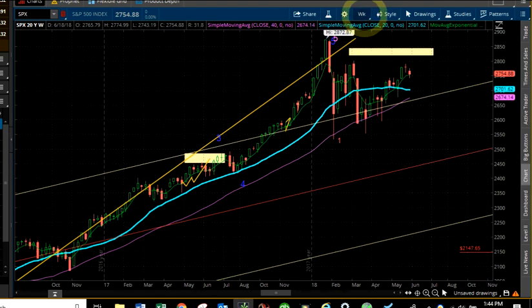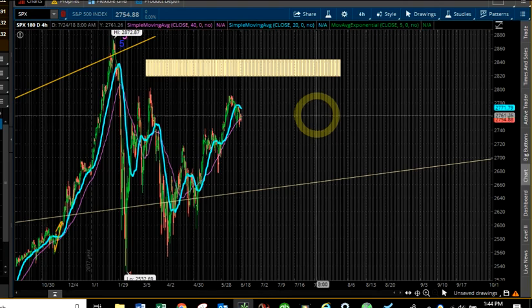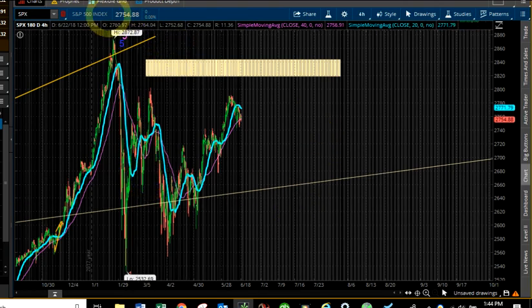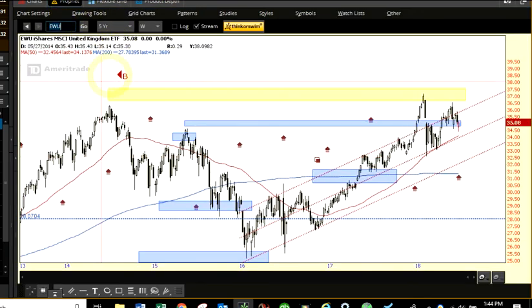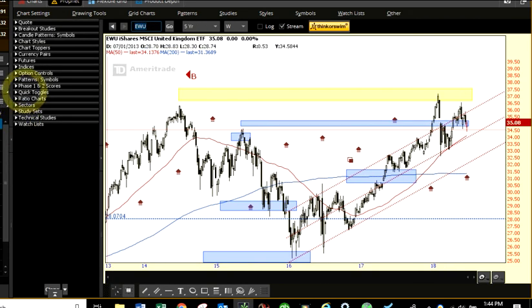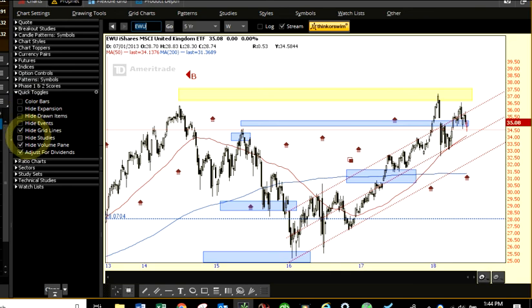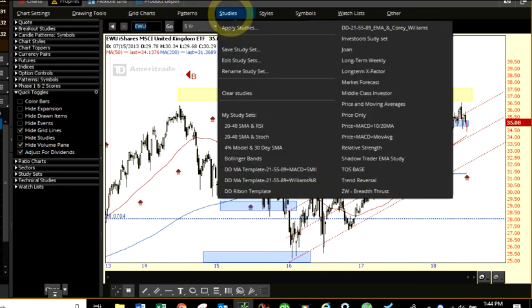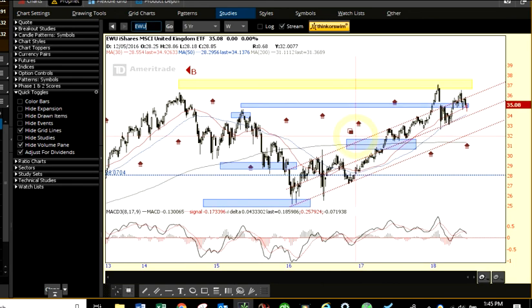Another thing I like to look at is I'll go to a 4 hour. I don't have the, let me see if I've got it on the profit charts. Hide studies. Let me just add a study real quick. Let's see, which one do I want? Price plus MACD moving average. Yeah, so this shows it pretty good.